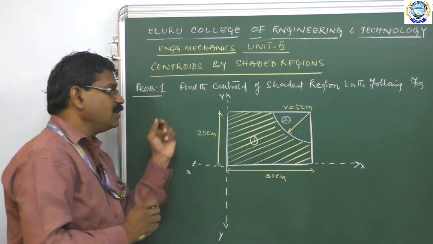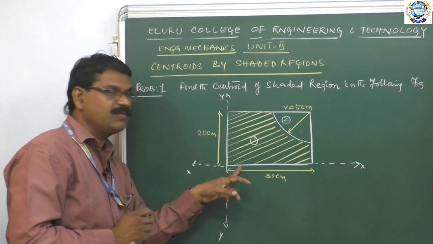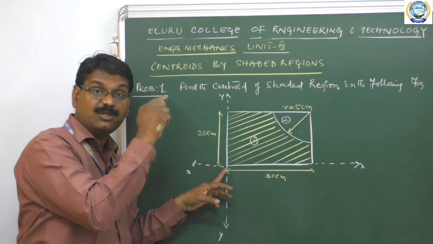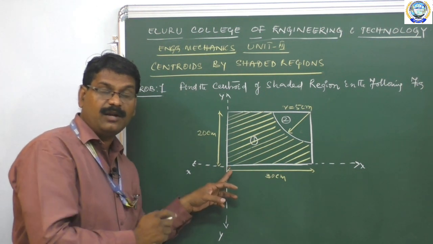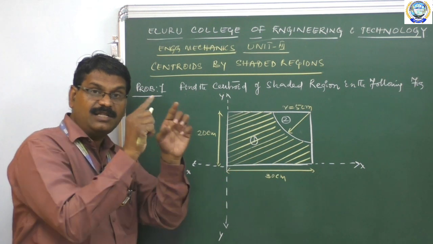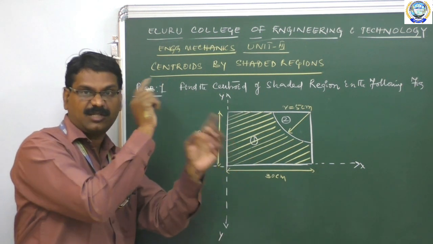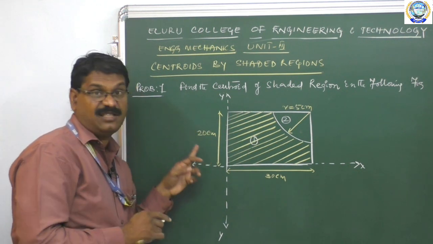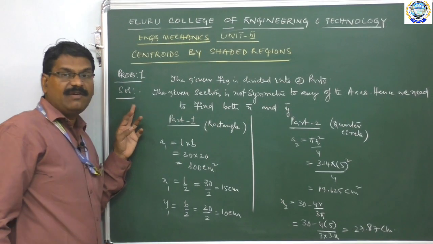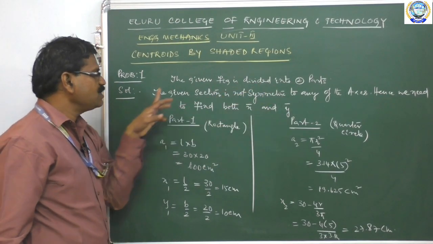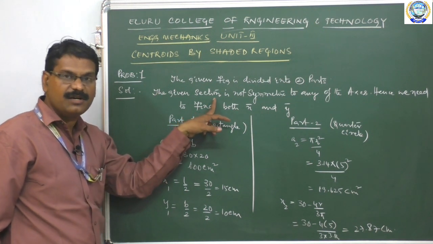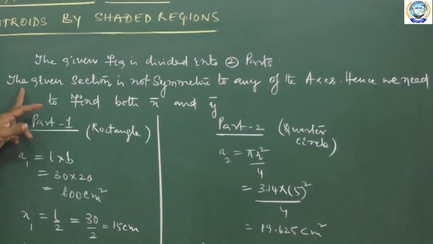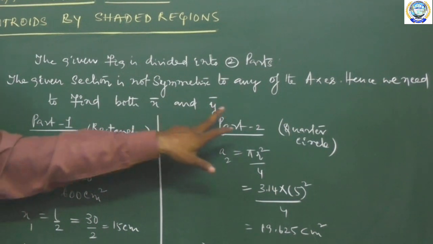As I told you, for the centroid of the shaded region given by the following figure, if the composite figure consists of 2 portions, we need to find a1 x1, a2 x2, a1 y1, a2 y2. Using a1 x1 and a2 x2 we find x bar, and using a1 y1 and a2 y2 we find y bar. Let us see this from the following figure. The given figure is divided into 2 parts, as the section with the shaded region is not symmetric to any of the axes. So when the given section is not symmetric to any of the axes, we need to find both the x bar coordinate and y bar coordinate.